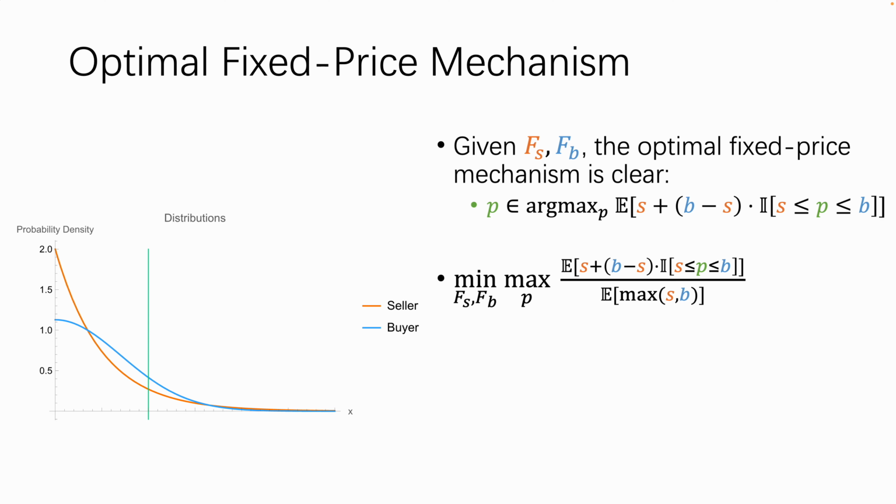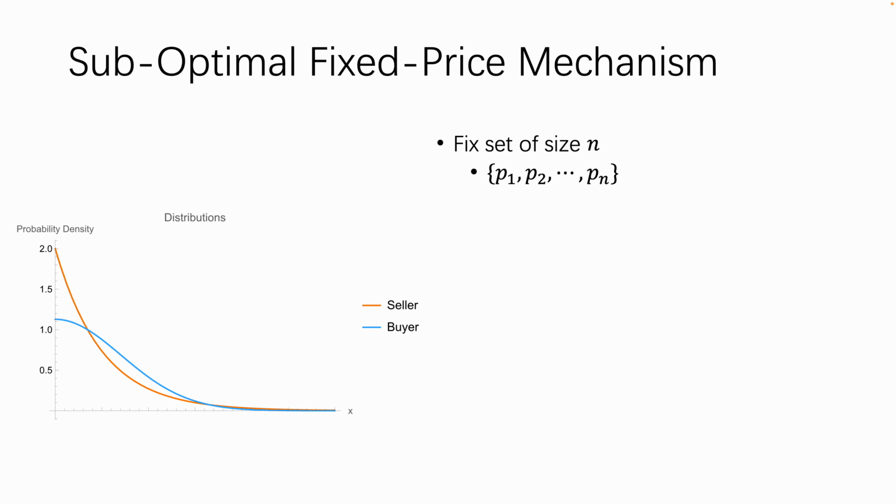But unfortunately, this optimization problem is really hard to solve because we need to examine all possible distributions, and this space is an infinite dimensional space. Okay, so now let us take one step back and consider a suboptimal mechanism.